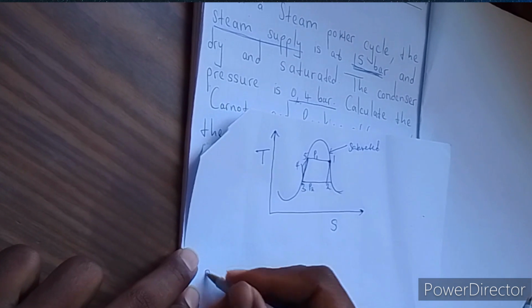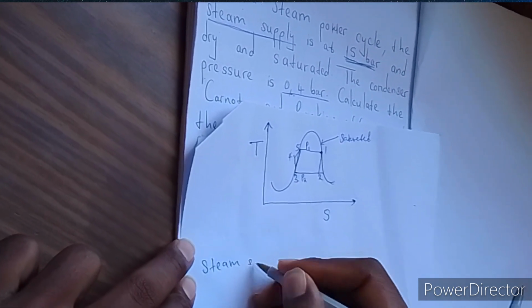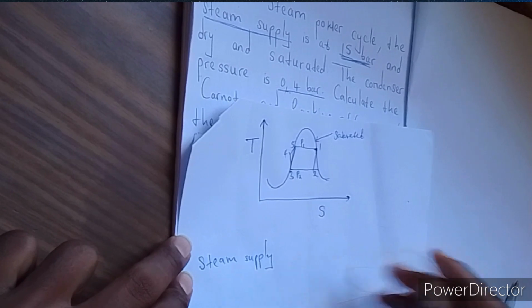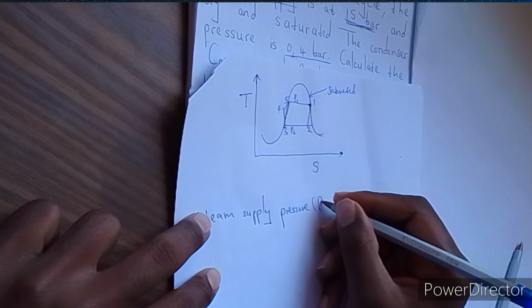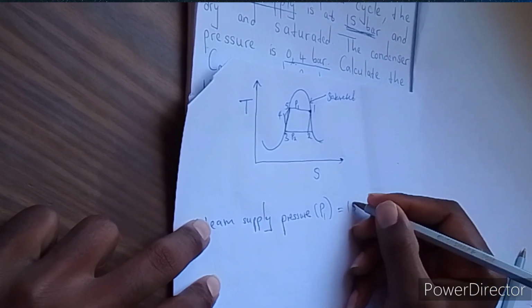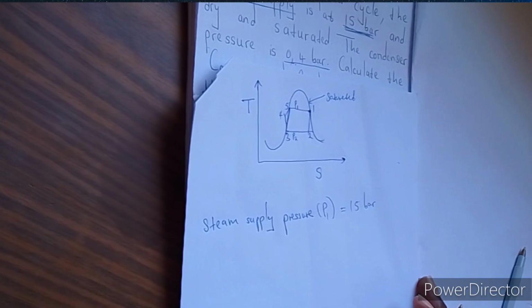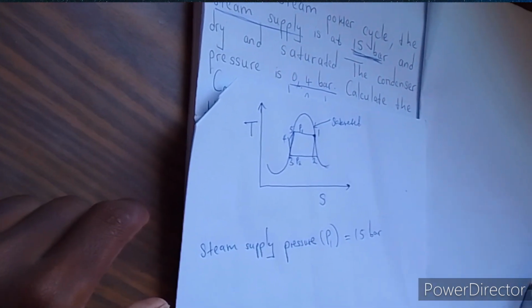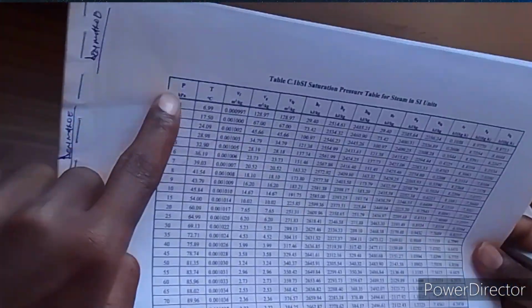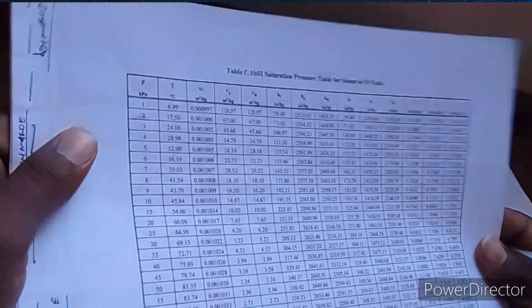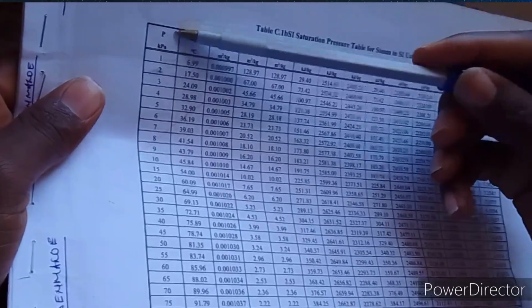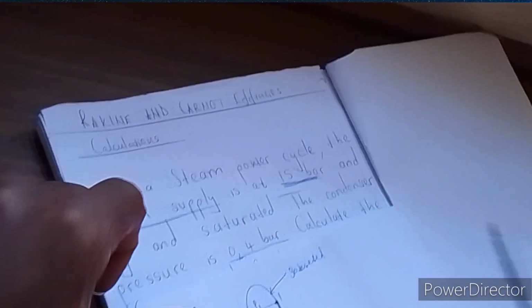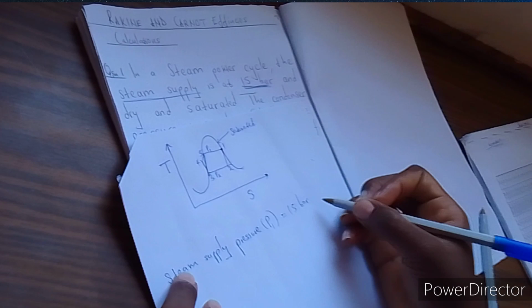So we are given the steam supply pressure, which is our P1, at 15 bar. But when we are looking at our steam table, we are going to see that our pressure is in kilopascals, meaning to say we have to change this 15 bar to kilopascals so that we'll be able to use this steam table. So here we have to change this 15 bar to kilopascals.